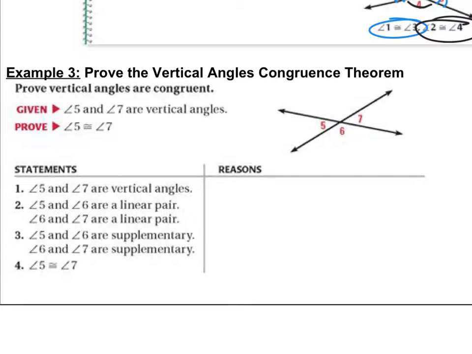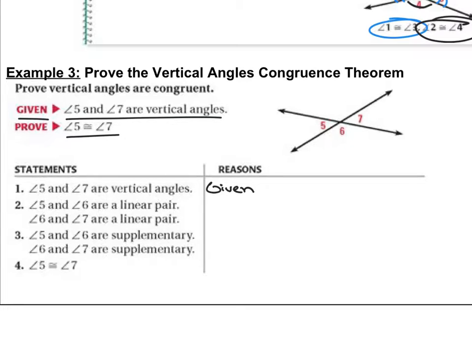All right? So 5 and 7 are vertical angles. We are simply given that information. Okay? That is right up at the top. It is given. 5 and 7 are vertical. We're going to prove that they are actually congruent.